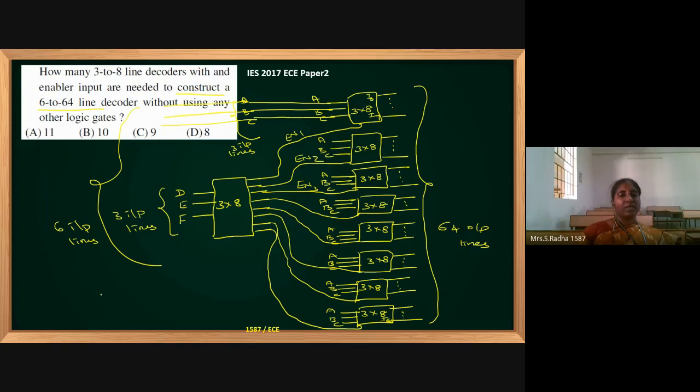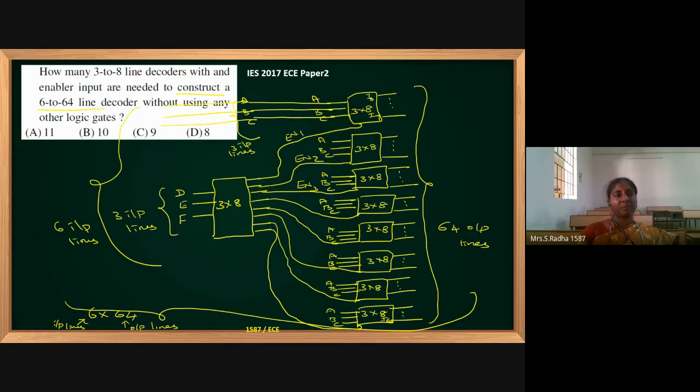Our required entire diagram should have 6 by 64. 6 is nothing but input lines and 64 is nothing but output lines. This is how we have to analyze and do it.